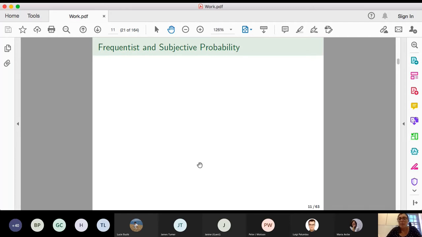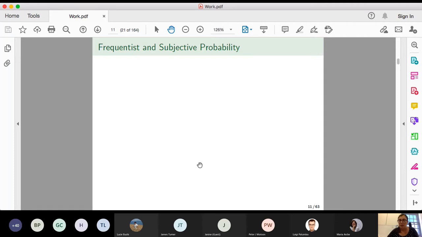So one of the main differences between these two approaches is the way in which they see probabilities. But we all know what probability is, right? It's a measure of uncertainty. It will be a number between 0 and 1. If it's closer to 1, it means that that event is more likely to happen. If it's closer to 0, it means that that event is less likely to happen.